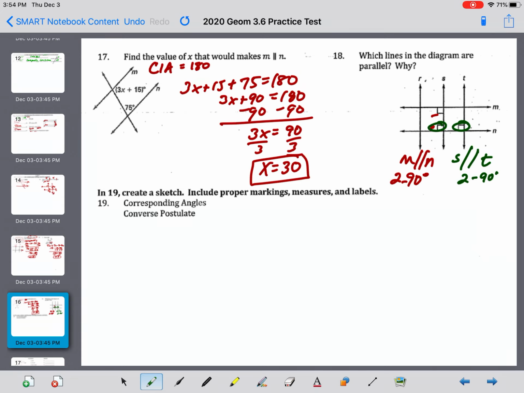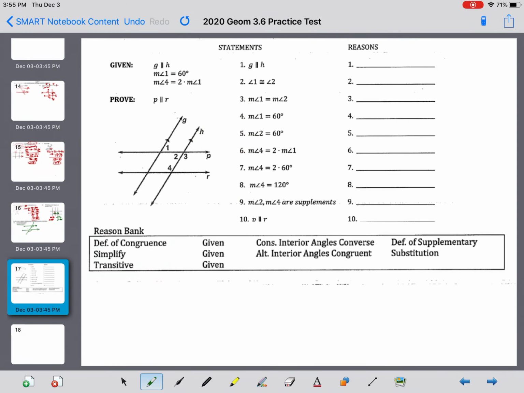Replace it here. All right, corresponding angles, converse postulate. This is actually going to look a lot like number 1 and a lot like the one at the top of this page. We're just going to draw a pair of lines with a transversal. We're going to say corresponding angles are congruent, therefore the lines must be parallel. So that's number 19. Felt like I was missing something here. Nope. Let's go finish the proof and then we are done.